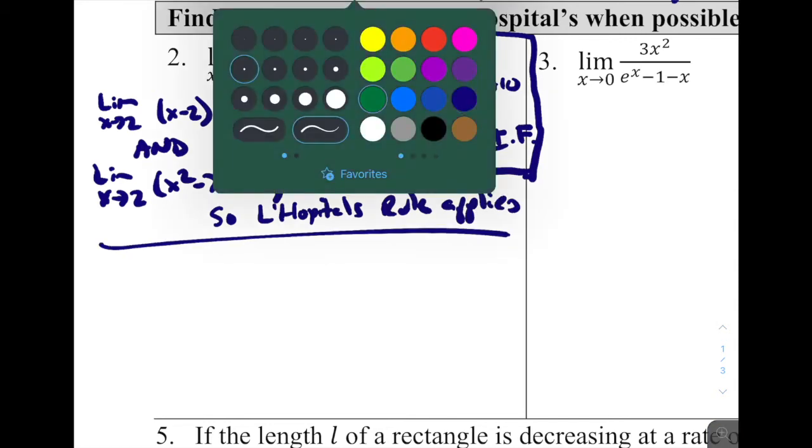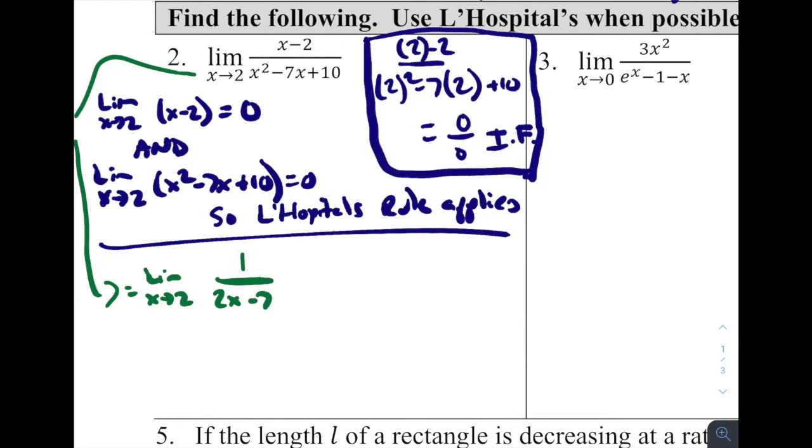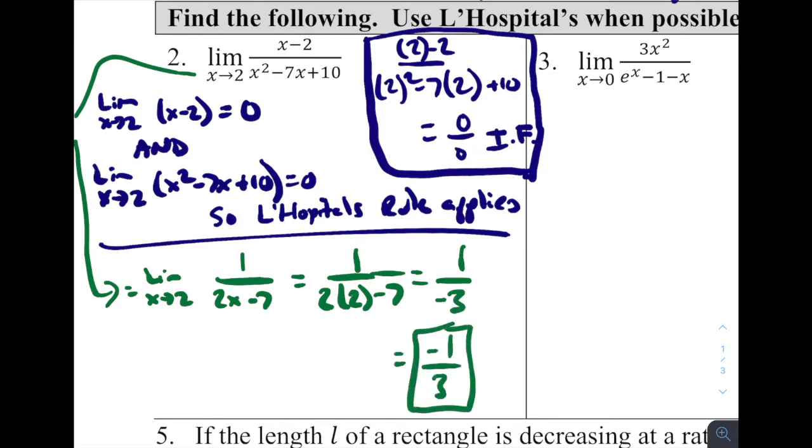So if we do that, we get that this original limit up here is going to be equal to the limit as x approaches 2 of the derivative of the numerator, which is just 1, divided by the derivative of the denominator, which is 2x minus 7. And then we're going to do direct substitution again. So we're going to plug in that 2. That is 1 over 2 times 2 minus 7, which is 1 over 4 minus 7, or negative 3. So our answer here is negative 1/3 for our limit for problem number 2.